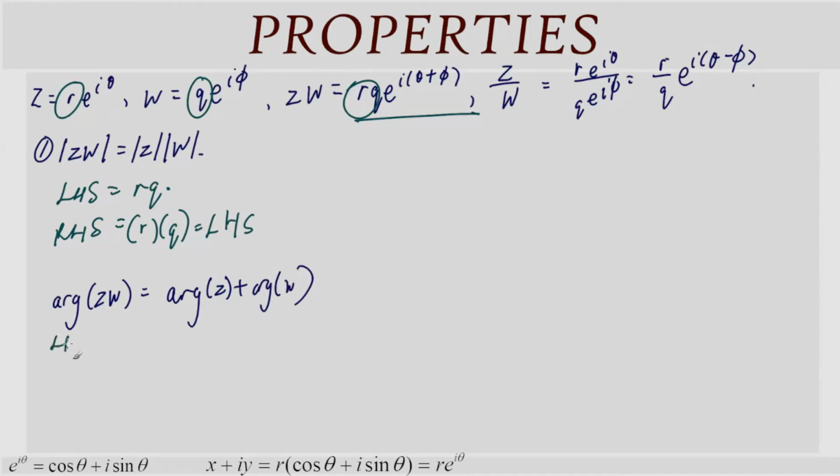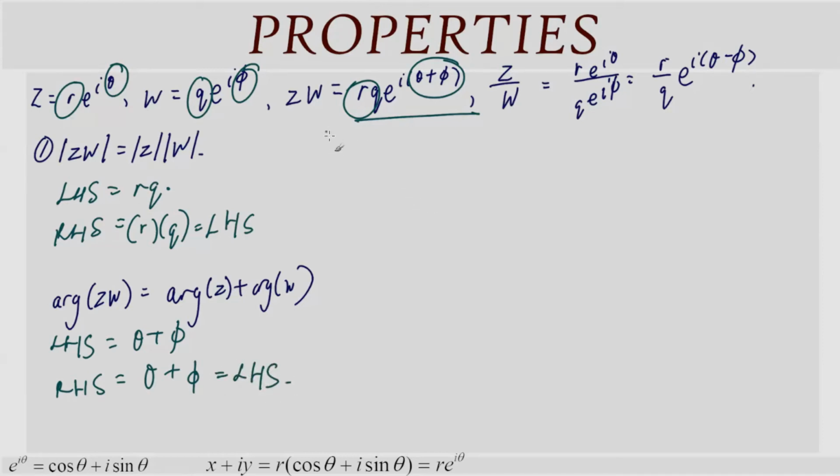And how to prove it? The left hand side, the argument of zw, is theta plus phi. On the right hand side, the argument of z is equal to theta, and the argument of w is equal to phi. And so this is equal to the left hand side. Again, the second set of properties is about division. So the modulus of z over w is equal to the modulus of z over the modulus of w.